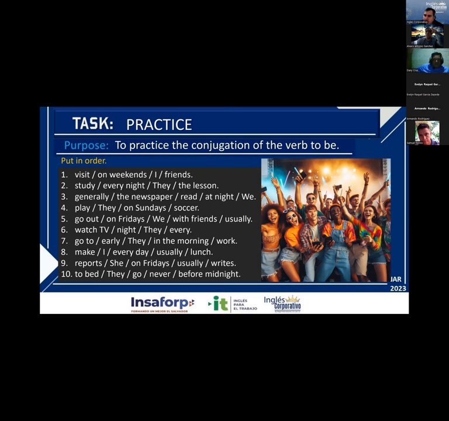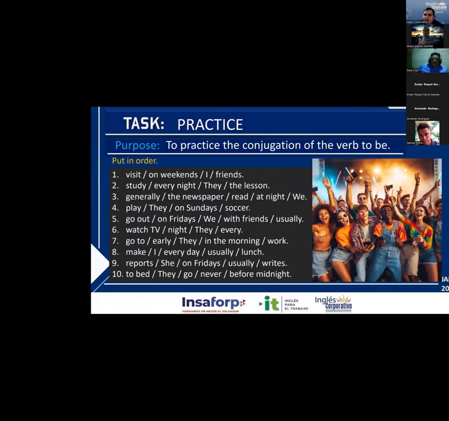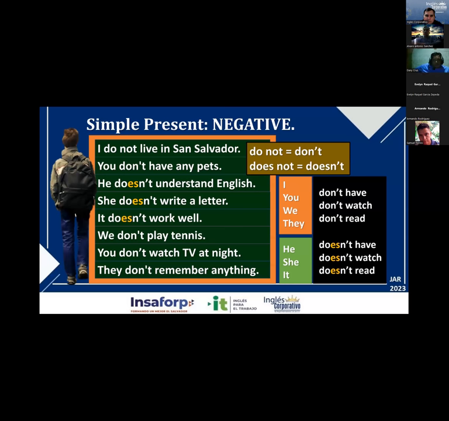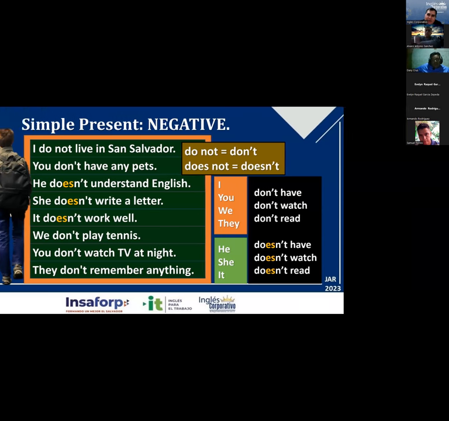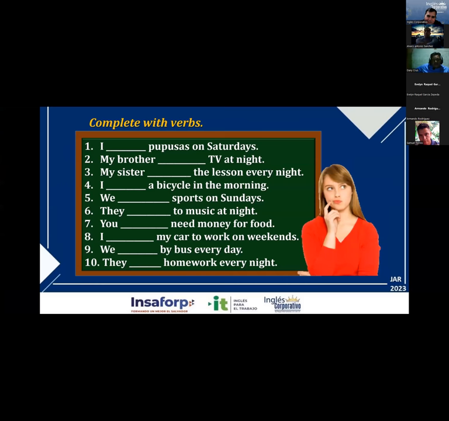Now would be the other exercise, right? Putting in the verb. Let's go to the next one. Complete with verbs. I eat pupusas on Saturdays. What's another possibility? I make pupusas on Saturdays, or I eat pupusas on Saturdays.